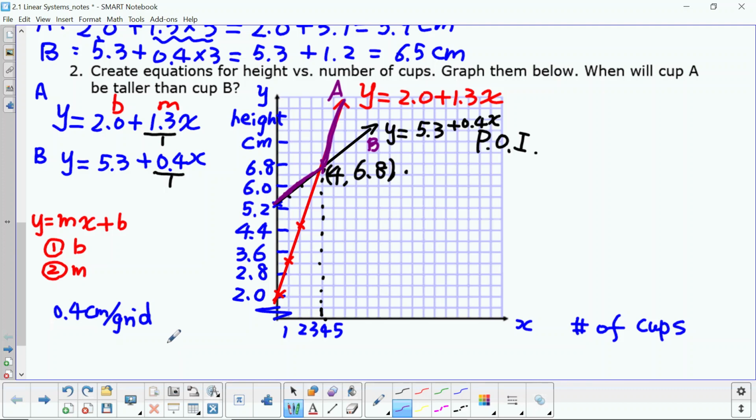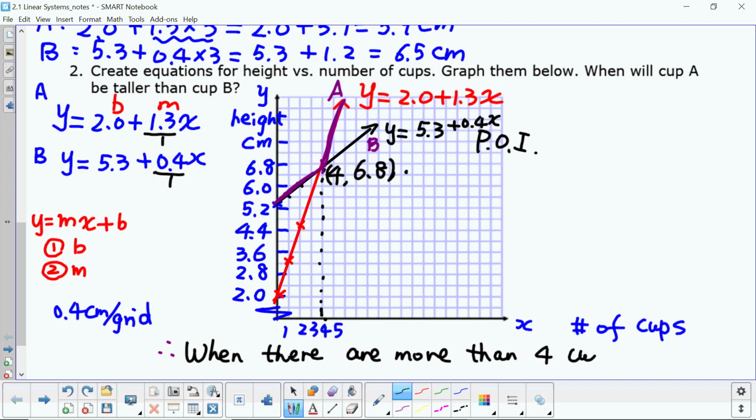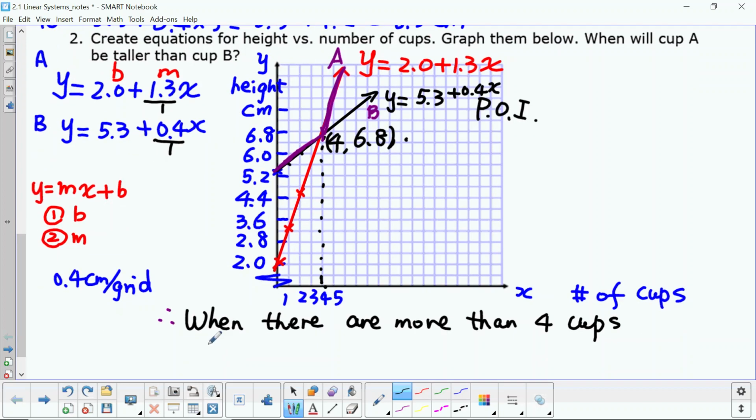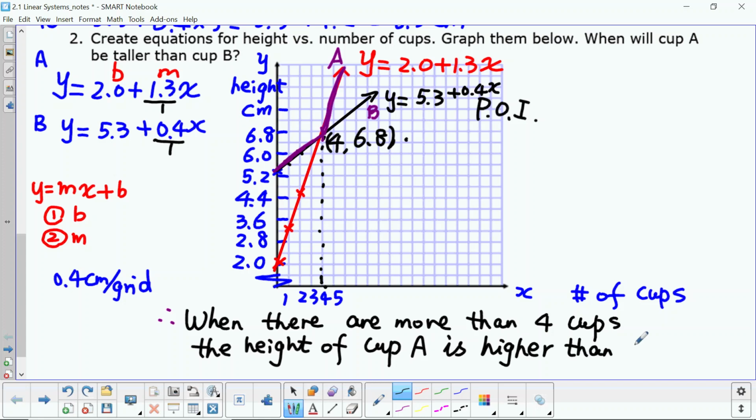So we are going to write the statement. Therefore, when there are more than 4 cups, after 4 cups, the height of cup A is higher or taller than the height of cup B.